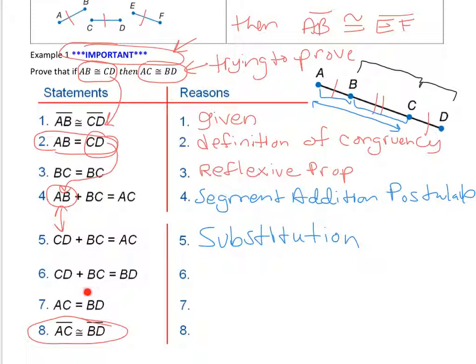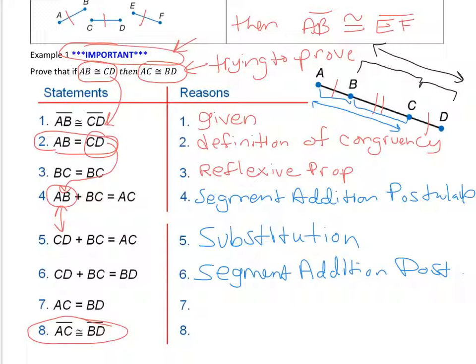All right, next line. CD plus BC equals BD, this whole length here. Well, that does look like the segment addition postulate. So the whole segment there, BD, does equal the sum of its parts. So that is the segment addition postulate.